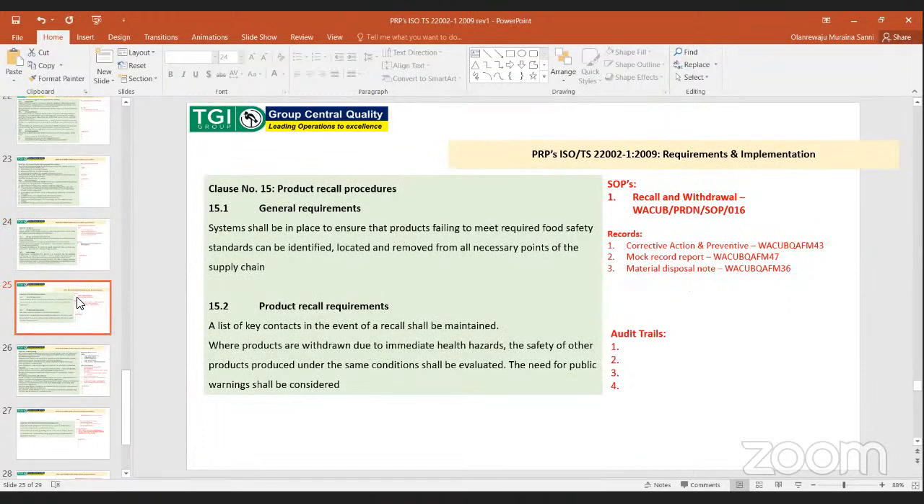Then we have product recall. We have a procedure for that. The standard requires that we do at least a mock recall once a year. That is, we test run our procedure to see if it is effective or not. Then we have material disposal notes. That is WAKIP PM QFM 36.